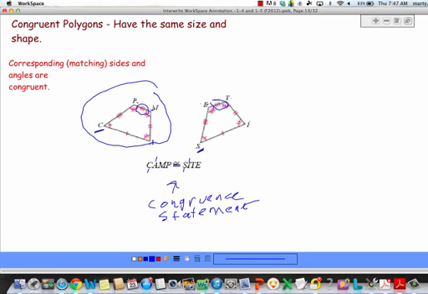Okay, we're going to stop 1.4 right there. That's going to be 1.4, and when we pick up, we'll pick up with 1.5 in just a second.